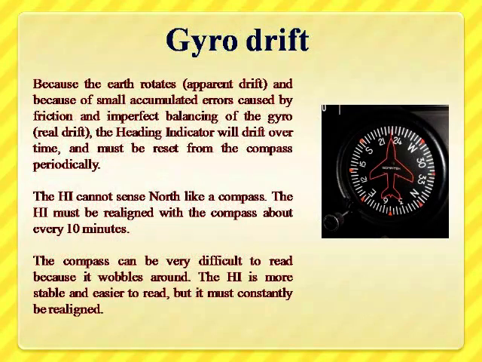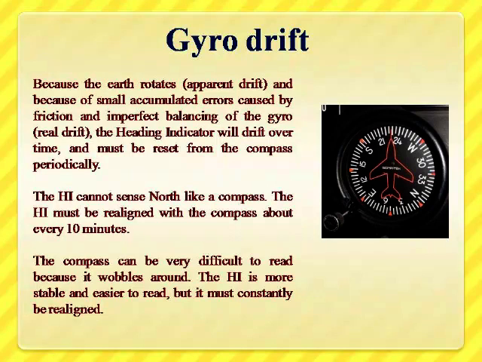Gyro drift. Because the earth rotates and because of small accumulated errors caused by friction and imperfect balancing of the gyro, the heading indicator will drift over time and must be reset from the compass periodically. The HI cannot sense north like a compass. The HI must be realigned with the compass about every 10 minutes.